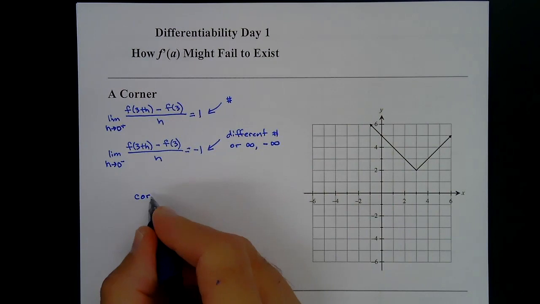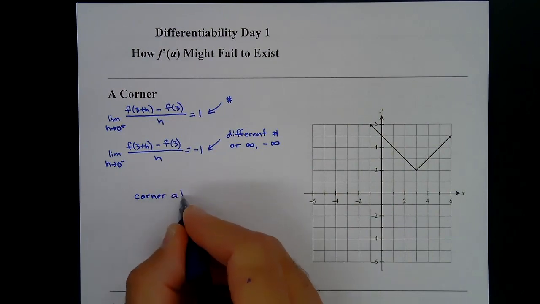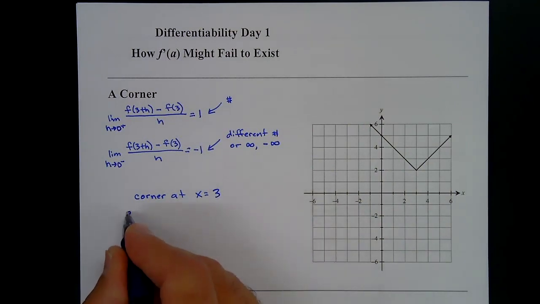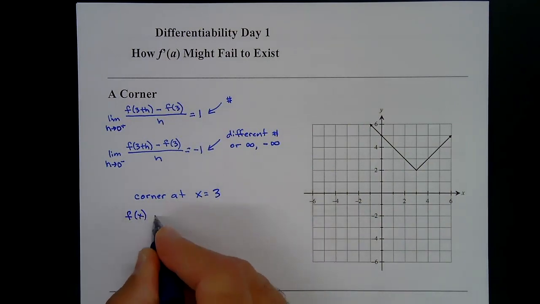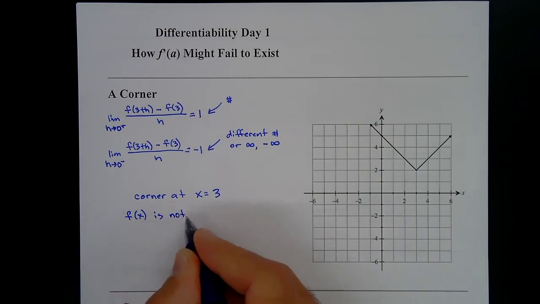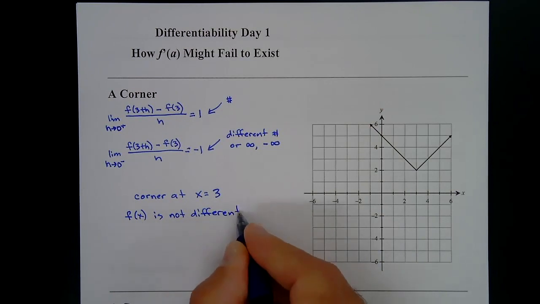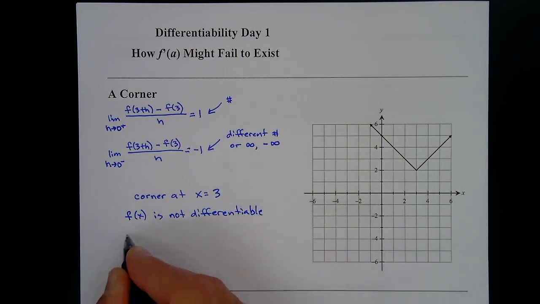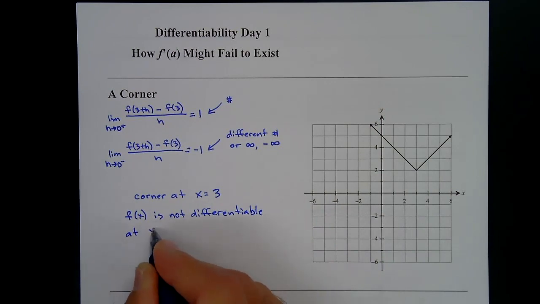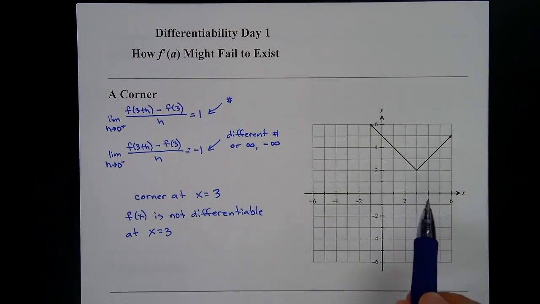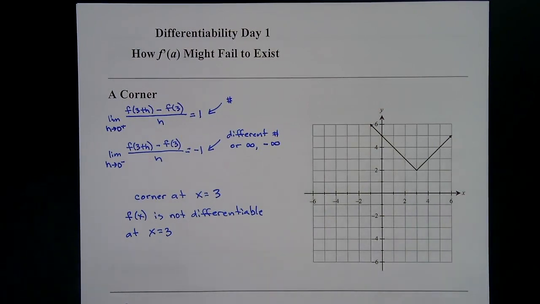corner at x equals 3, and we would say f of x is not differentiable at x equals 3. Some people call this a kink in the graph, okay? So a kink is like a quick bend. Anytime you have a quick bend, then that's called a corner, okay? All right, let's go to the next one.